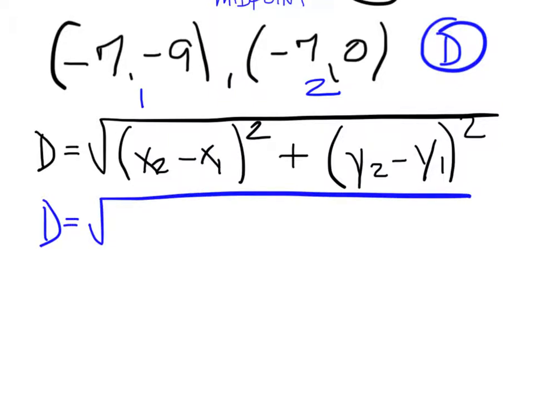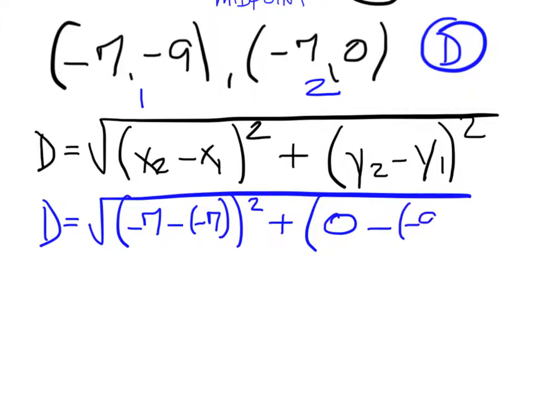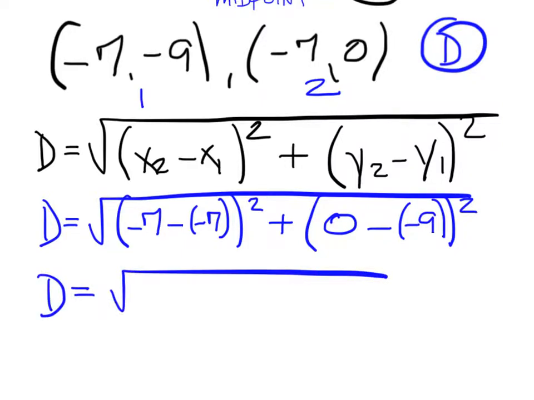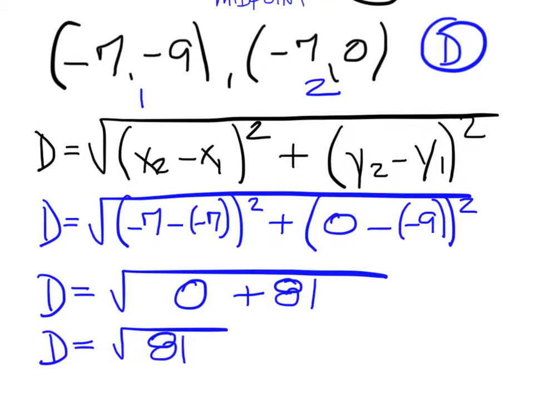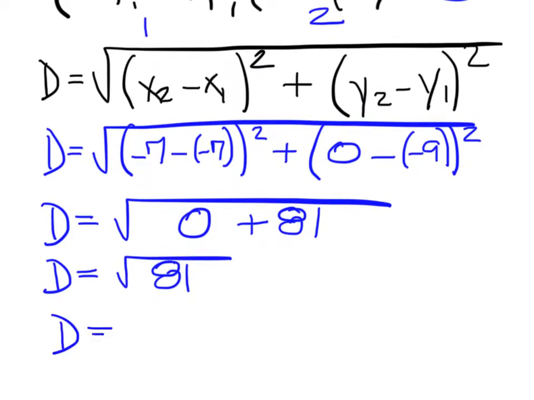So filling in the numbers, x2 is negative 7 and x1 is negative 7. So we subtract those and square, and then y2 is 0, and we're taking away a negative 9. Square that. So negative 7 minus a negative 7 is just going to be 0 even when you square it. And then 0 minus a negative 9 is 9. And when you square that, you come up with 81. Of course, 0 plus 81 is 81. And then you have the square root of that, which is 9. And that's answer D, as in dog.